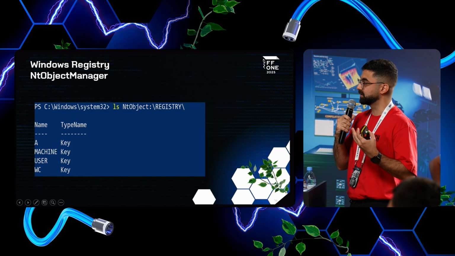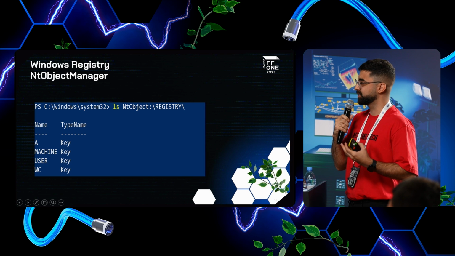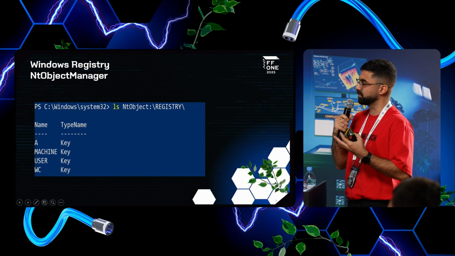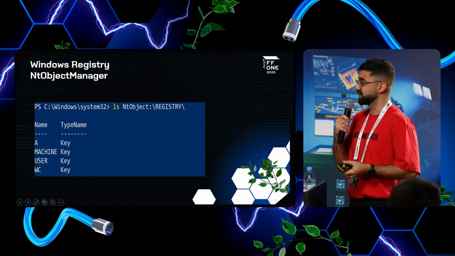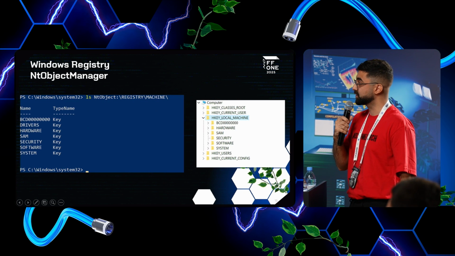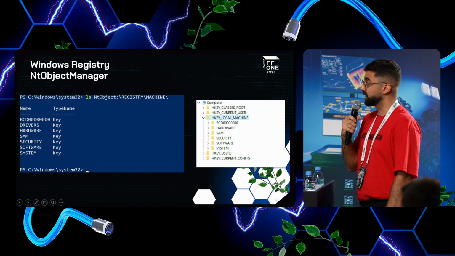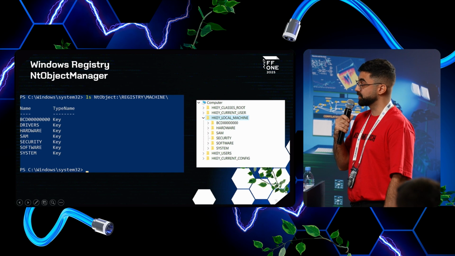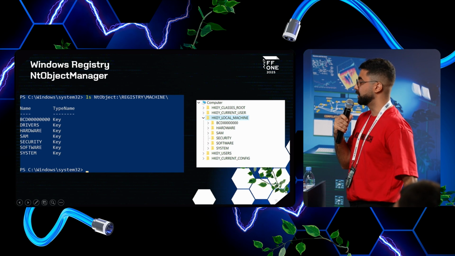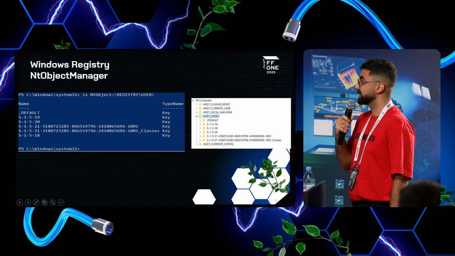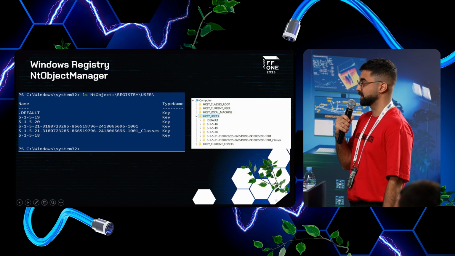But inside the NT Object Manager, when it receives ls, it will call some Win API or system calls that will list the subkeys. So here, if we list the subkeys under registry machine, we will find it exactly the same under HKEY_LOCAL_MACHINE, and the same for the user. It's exactly under HKEY_USERS.